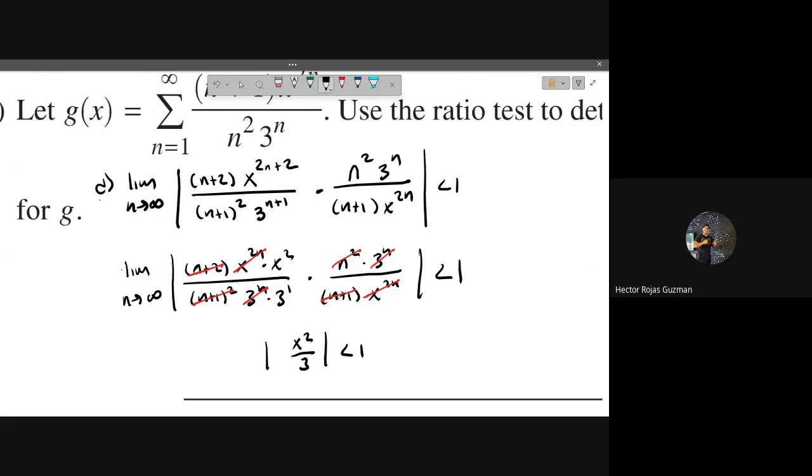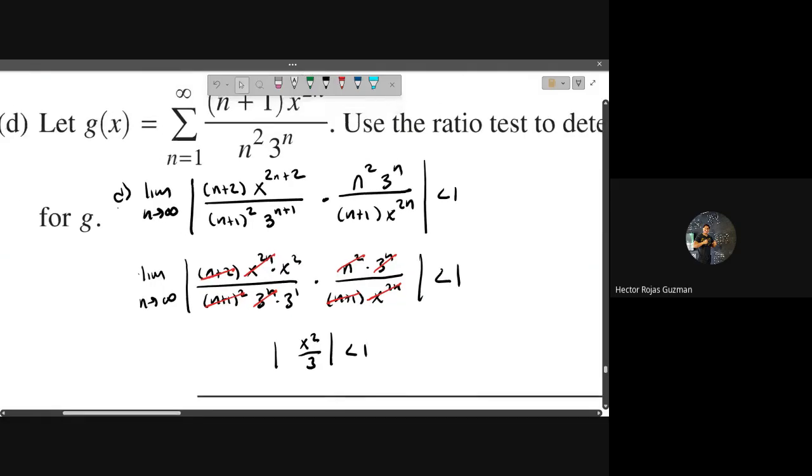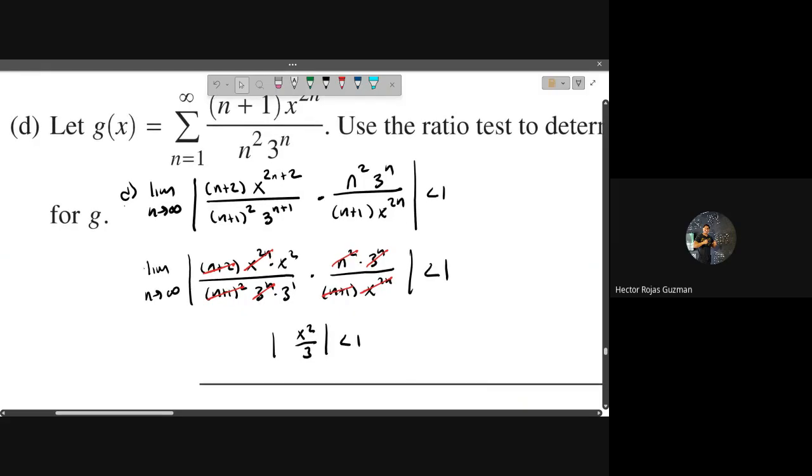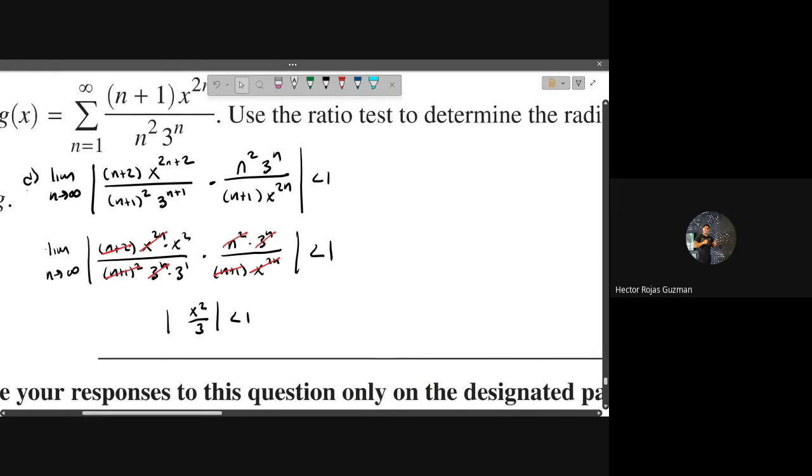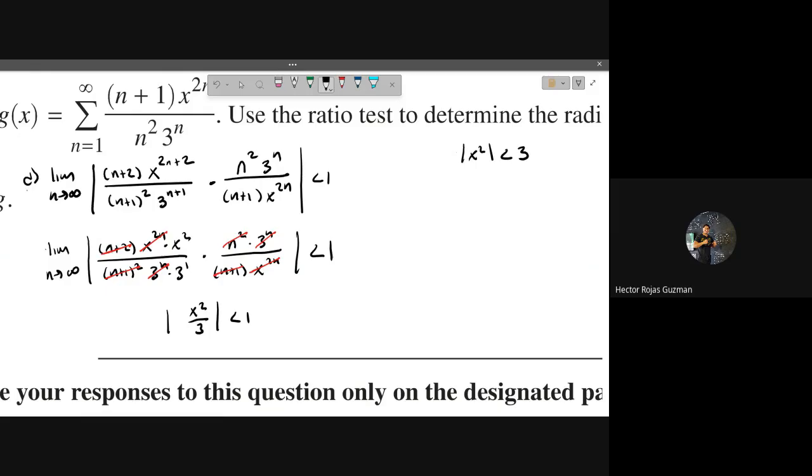Normally from here, you would take off the absolute value and set up your interval. But that's going to be a problem. We're going to end up with a negative inside of a radical if you do that. So then I just keep going. The absolute value of x squared is less than 3. So then x is going to be less than the square root of 3. Again, if I would have taken out the absolute value, we would have ended up with the square root of negative 3, which is not a real number. So in that case, just ignore that one. And there's your interval of convergence.